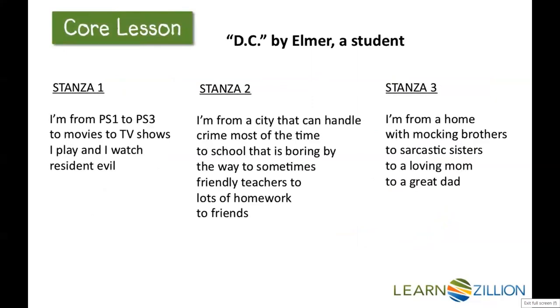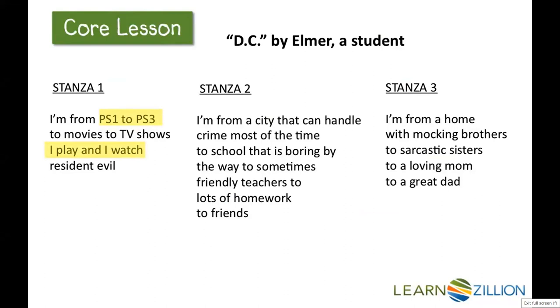So in stanza one, it says, I'm from PS1 to PS3, to movies, to TV shows. I play and I watch Resident Evil. In stanza one, there are two examples of repetition, line one and line three. Although these phrases are different, they both show repetition. The first line repeats the abbreviation PS, short for PlayStation. The third line repeats the same type of grammar, I and a verb, I and a verb. I play and I watch.